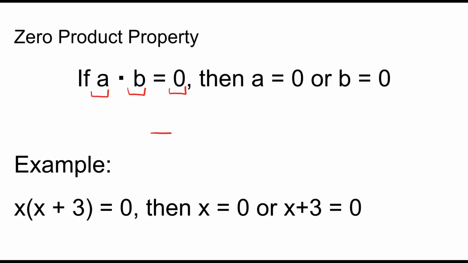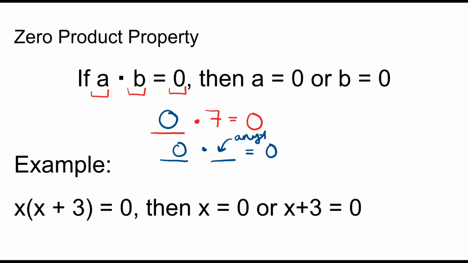Let's think about that for a second. If I told you blank times 7 equals 0, you would say, well, that has to be 0. If I was to tell you 0 times blank equals 0, you could literally say anything. So one of those numbers has to be 0. We're going to use that zero product property to help us with factoring. If we know that this times this equals 0, then either x equals 0 or x plus 3 equals 0, and then we can solve from there.